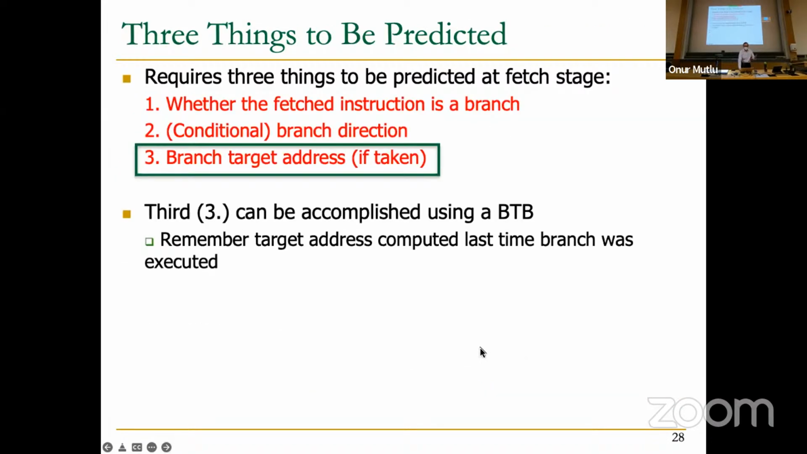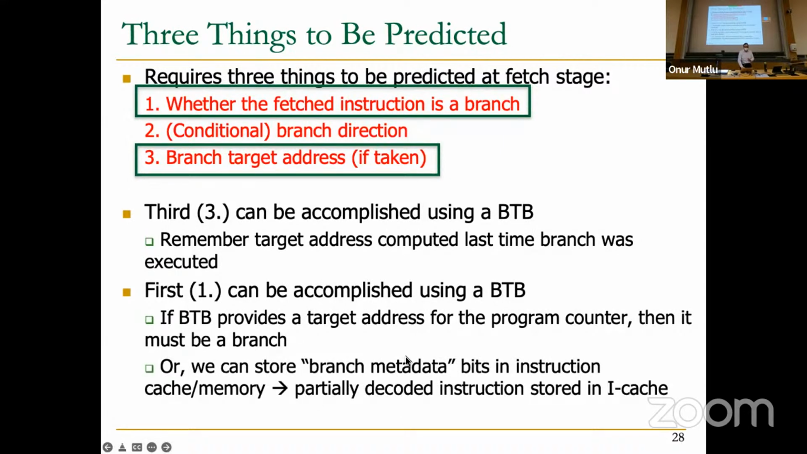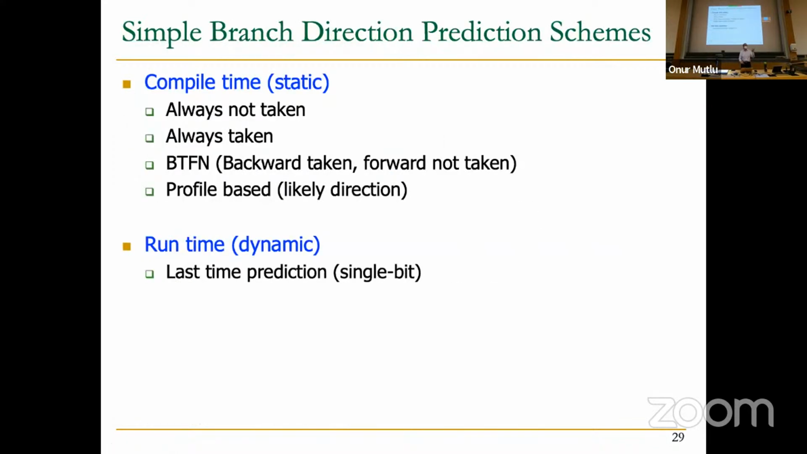As I said, the third, branch target address prediction, can be accomplished with a BTB. We remember the target address computed the last time the branch was executed. We know whether the fetched instruction is a branch, again using a BTB. If the BTB provides a target address for the program counter, then it must be a branch, unless you incorrectly updated the BTB, hopefully not. Or you can store branch metadata bits. There are some processors that partially pre-decode the instructions, but I'm not going to talk about that. The key question is the second one: how do you predict the direction of the branch? Is it taken or not taken? How do you reduce this branch to a single bit? That's what we're going to cover in the next lecture.